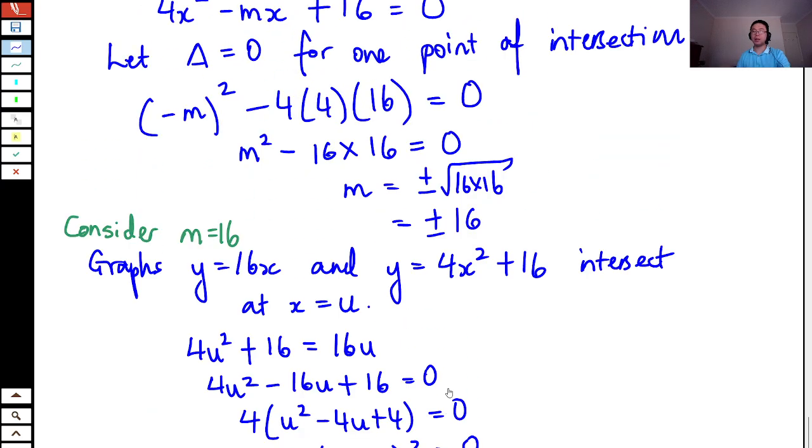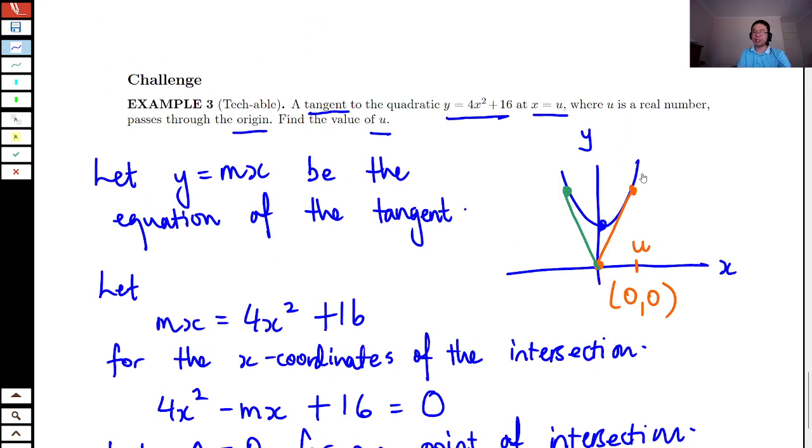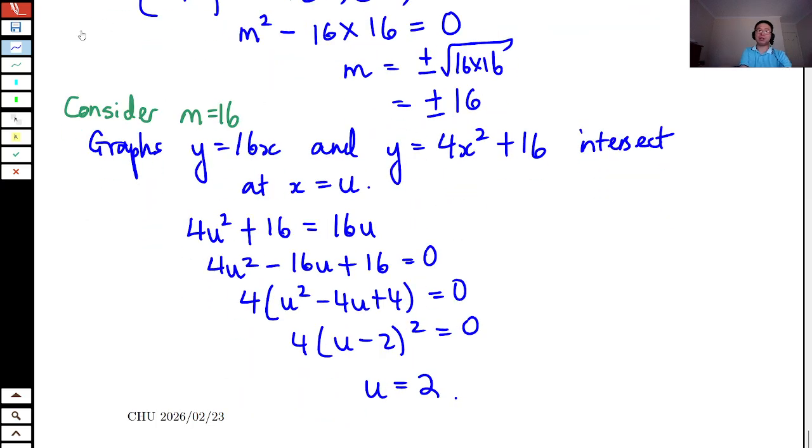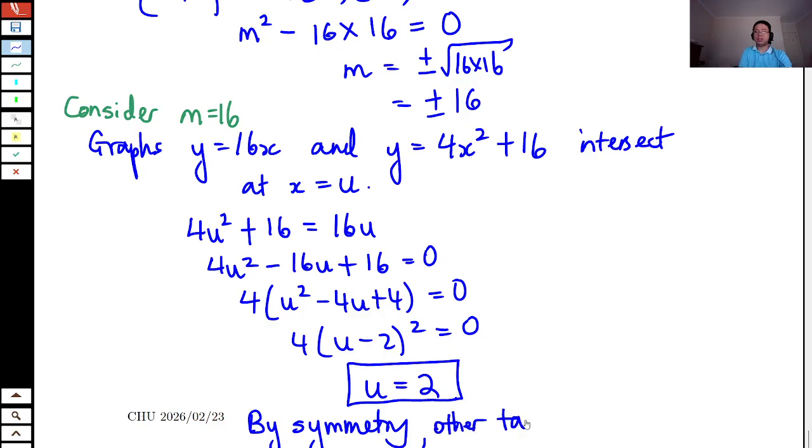That's for the orange tangent, the positive gradient tangent. By symmetry, if I reflect this about the y-axis, the other point where the tangent occurs is going to be negative 2. Now I don't need to repeat this calculation again. I can just say, by symmetry, the other tangent occurs at u equals minus 2, when u equals minus 2.